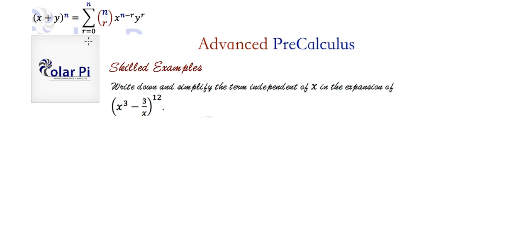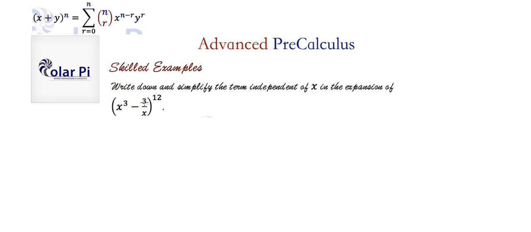Now, for this particular problem, it would be a bit more useful if we write this binomial expansion formula with a plus b instead of x plus y. But keep in mind that if I wrote a plus b here instead of x plus y, all that would change on the right hand side is that x would be a and y would be b. So let's pretend that's the case.